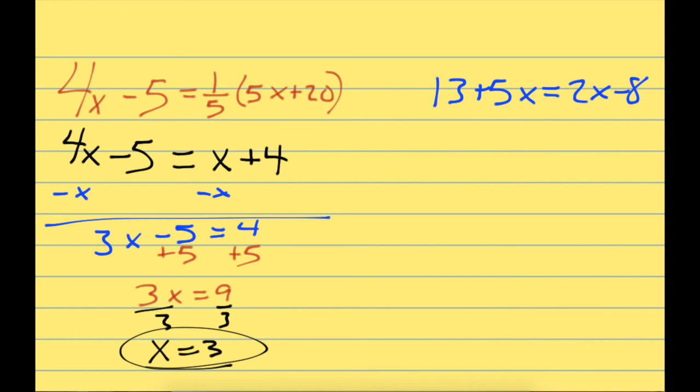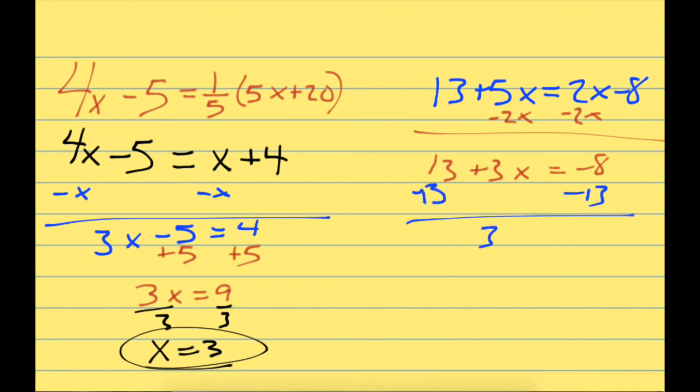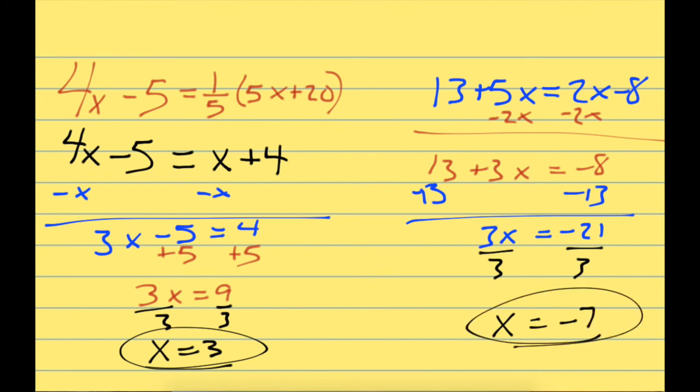On the right-hand side, move that 2x, we're left with 13 plus 3x equals negative 8. Then since that's a positive 13, I'm going to subtract it from both sides, leaving me with 3x equals negative 21. And so dividing both sides by 3 gives me that x equals negative 7.